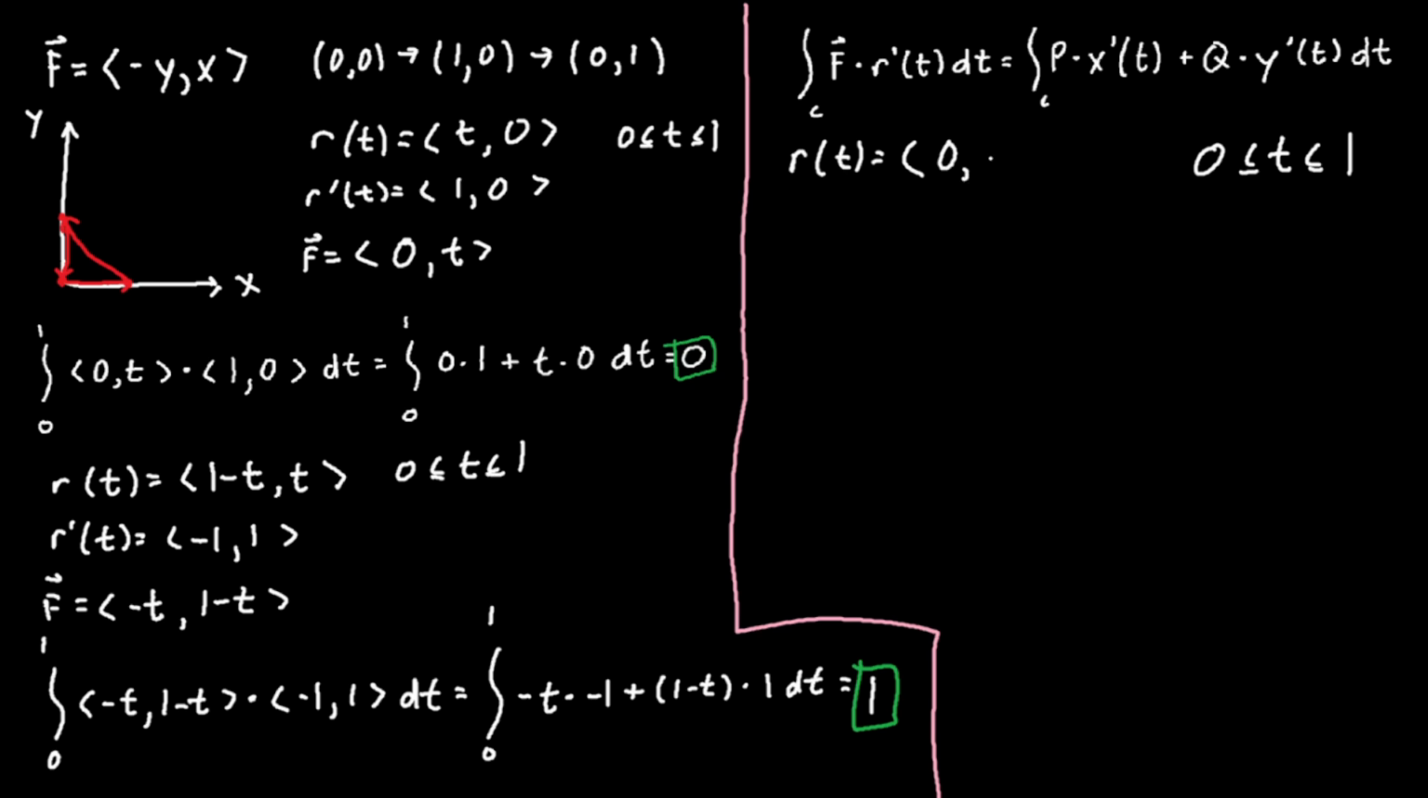This new parameterization would look like so: 0, 1 minus t. This makes sense because the first component of this parameterization is always 0. If you plug in t = 0, you get 0, 1, which is the point up at the top of the triangle. And if you plug in t = 1, you would get 0, 0. 1 minus 1 is 0, and that's the origin. This orientation goes from 0, 1 to 0, 0, which is in line with our counterclockwise orientation. So make sure your orientation is always right.